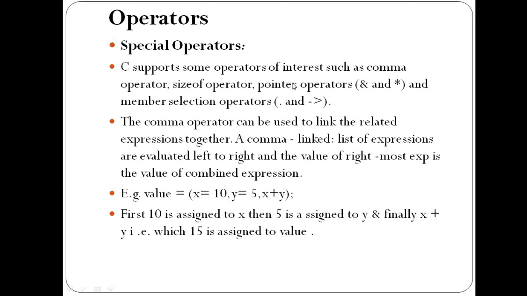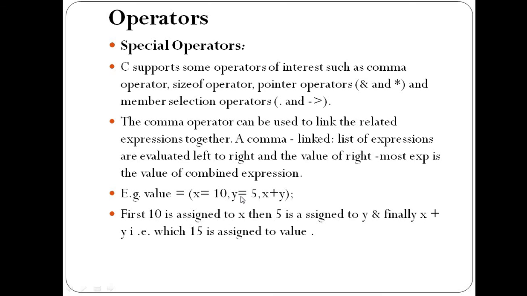Basically four types of special operators are used in C language: comma, sizeof, pointer operator and member selection. But pointer operator and member selection we will see later in unit number 4 related to the concept of pointers. Now see the comma operator. Comma operators are basically used to link expressions. A comma linked list of expressions is evaluated left to right, and the value of the rightmost expression is the value of the combined expression.